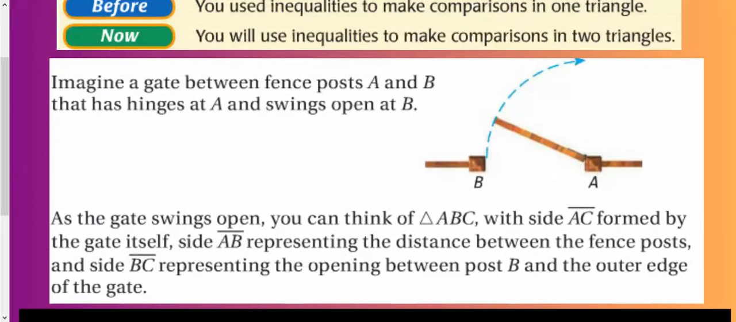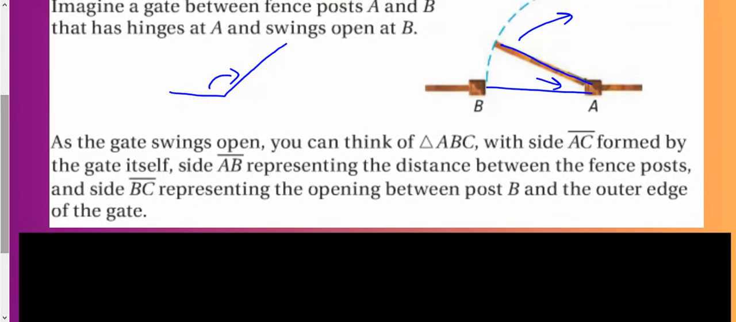Let's say you have a gate, and this side is fixed, and this space is fixed. As you open up this gate, this angle gets larger and larger. So if you open up the gate much wider, this angle continues to increase. This makes this distance here larger, of course, compared to this distance here.